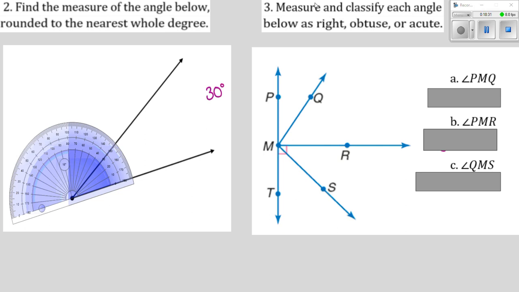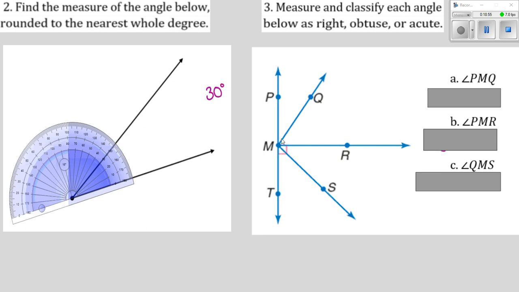All right, for number three, you're going to measure and classify each angle below as either right, obtuse, or acute. So we're looking at angle PMQ. Even without using the protractor, if you look at PMQ, do you think it's obtuse? Do you think it's right? Or do you think it's acute? Acute.